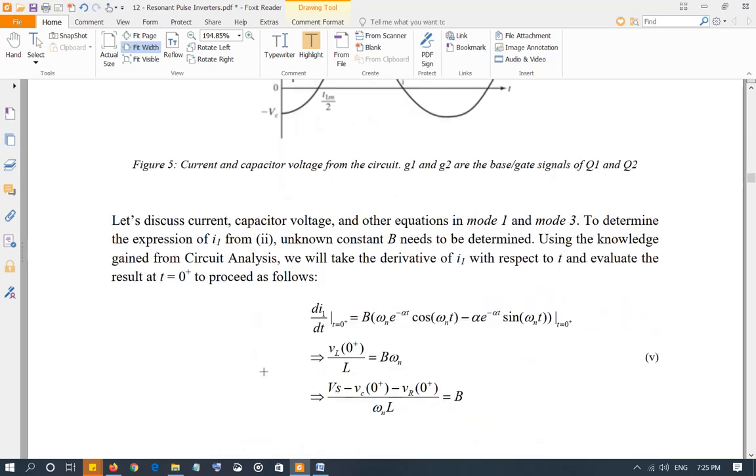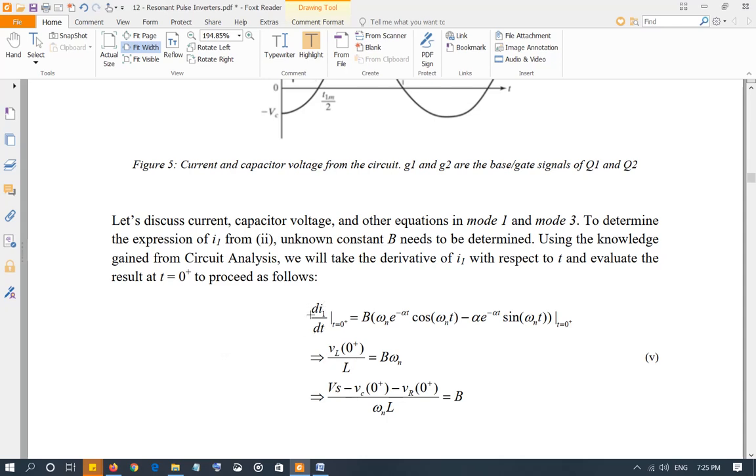Now the question is how to get the exact expressions of current and voltage, that is, how to find the B and D for the currents in mode 1 and mode 3. So we already used one of the initial conditions. Now the other part that we used to do in circuit analysis is to take the derivative of current with respect to time, and then analyze that at the start of the period when the switch condition is changed.